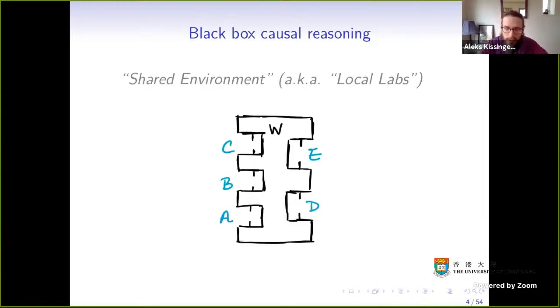Another, and I think more interesting, variation is a shared environment situation. Here you can think about having some agents in some local labs: Alice, Bob, Charlie, Denise, and Evelyn. They're in their labs and you don't know how they're related to each other. Their environment, or their universe, is the thing that's put in the black box. So it turns that shared device setting upside down.